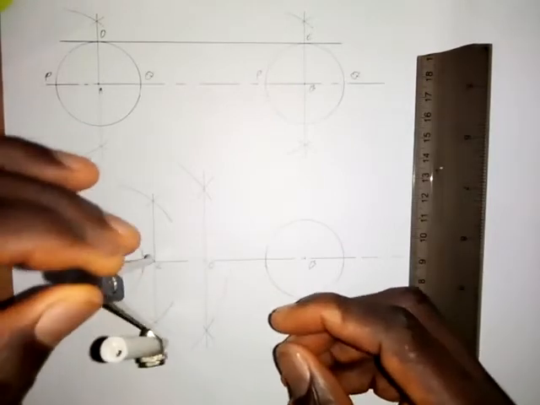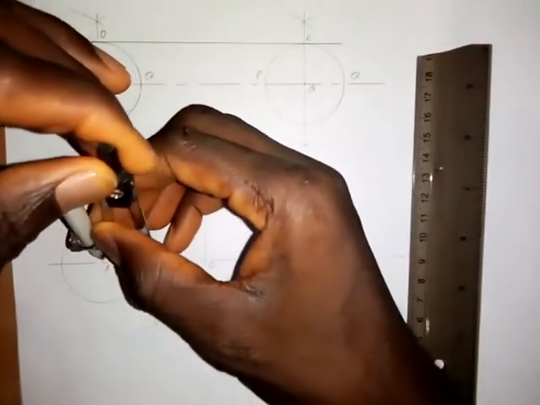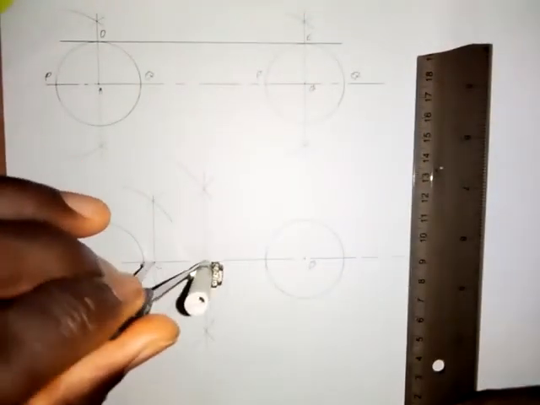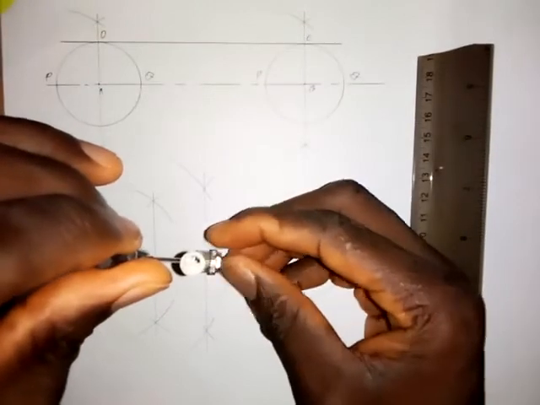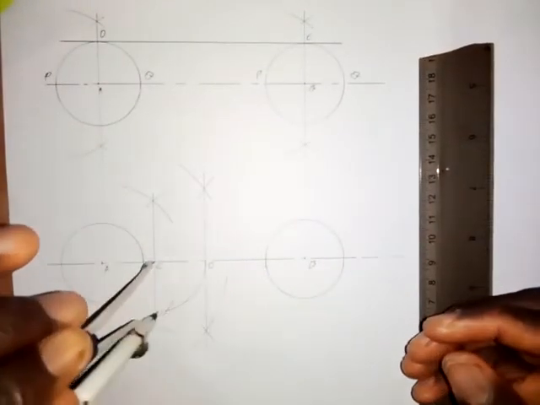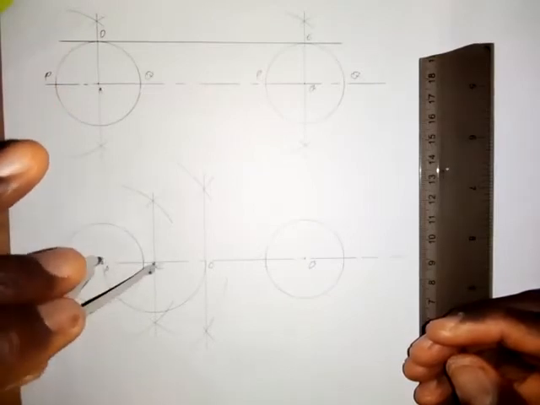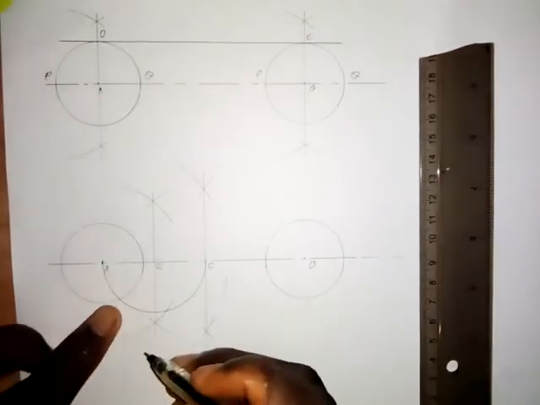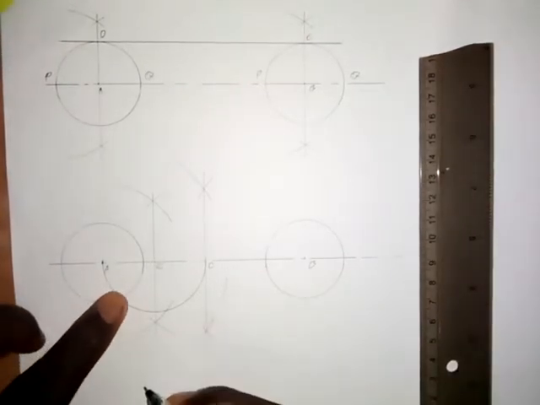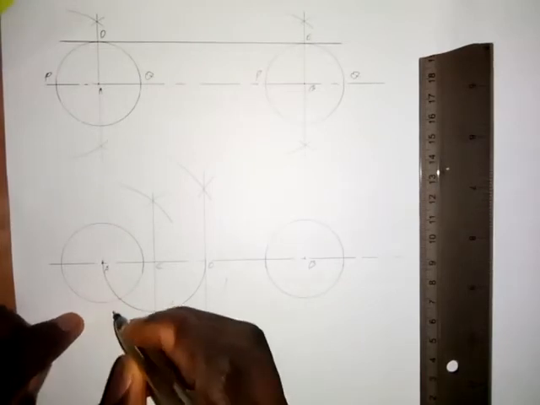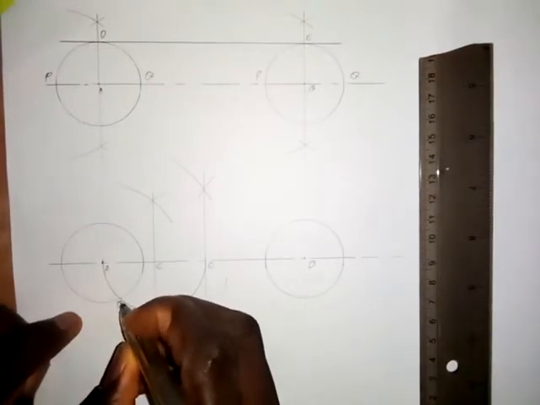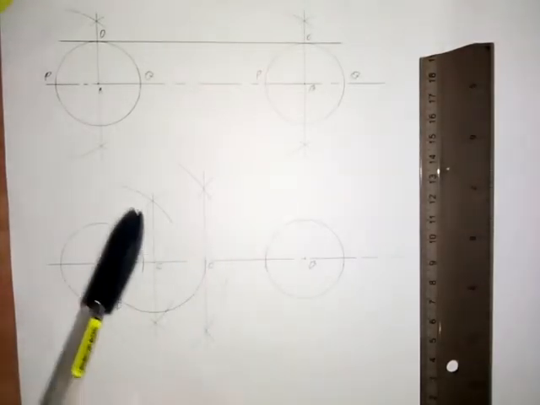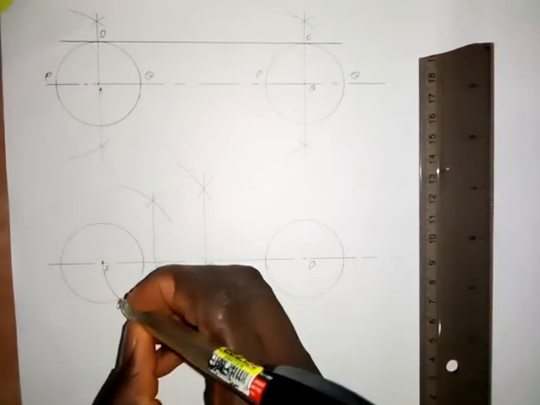I put my compass at point E and extend it to point A. Then I draw a semicircle. The semicircle touches this circle at a point I'll call D.